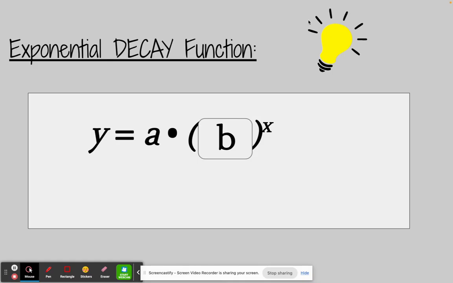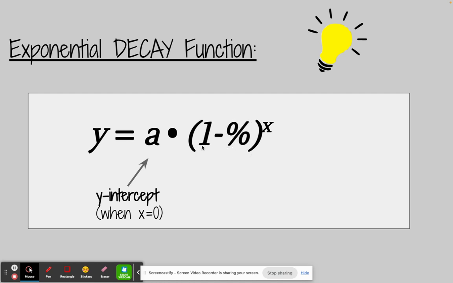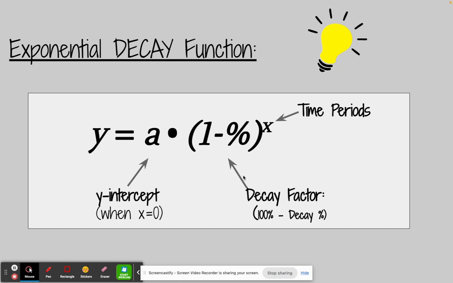So just like yesterday, we're used to this geometric function, a times b to the x, where a is our y-intercept when x is 0. But yesterday we had 1 plus our growth percentage. Today we are having 1 minus our decay percentage. So this means something is decreasing at a percentage. And once again, x is our time period.